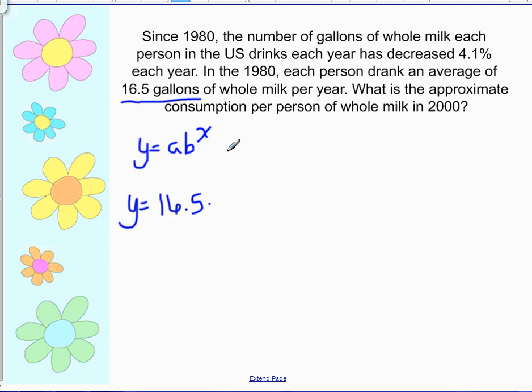In this case, when you read the problem, it should be fairly obvious that this is an exponential decay. It says it right in the problem. Each year it has decreased. Important word here. 4.1%. So in this case, I'm going to need to take my 100%, subtract 4.1. All right, and I'm going to get 95.9%.